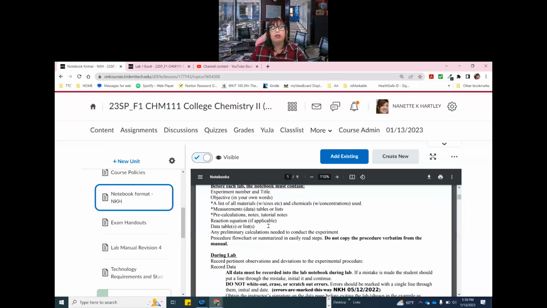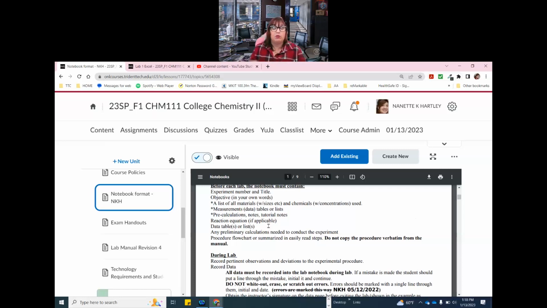Okay. For each experiment, I want to see the experiment number and the title, the objective in your own words, and a list of all materials, whatever you need so that you can collect that stuff. I mean, if you were in a lab, so you could collect all that stuff without having to flip through a bunch of papers. There need to be data tables, and we'll talk about what those need to look like in just a second. And then anything that the pre-lab asks you to calculate needs to be in there.